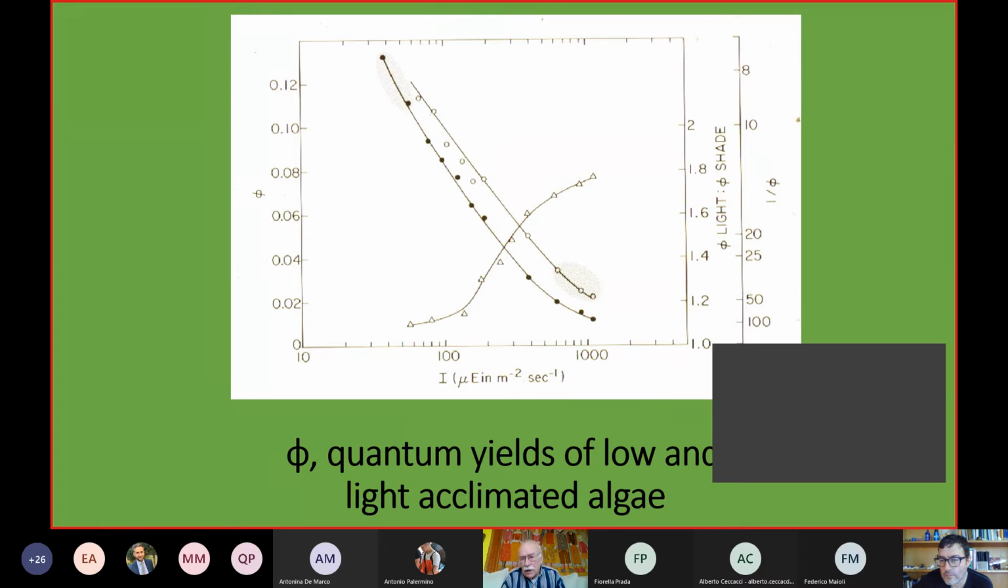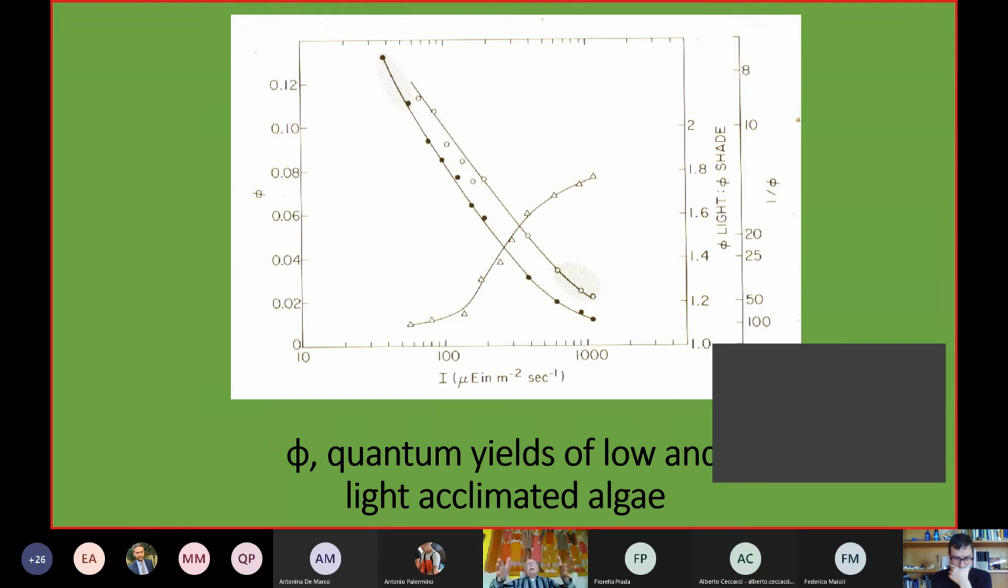Now, if you look at algae grown at high intensity, at 1000, doesn't matter the units, Einstein, that's quanta per square centimeter per second, it doesn't really matter. You need for the same to emit 1 molecule of oxygen something like 100, which is 10 times less efficient, 12 times less efficient. So now let's go back.